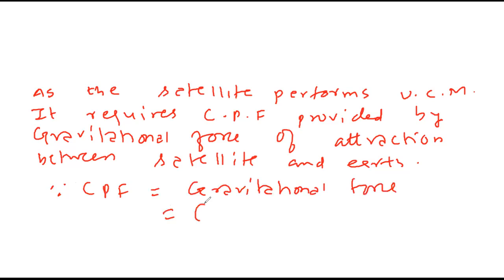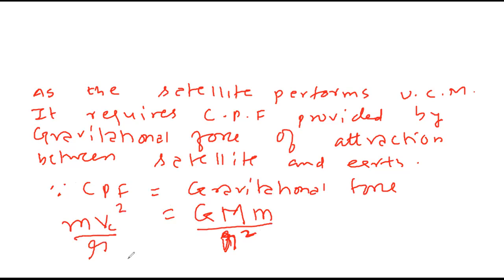what is the formula for gravitational force? G into product of masses upon square of distance: G M m upon small r square. And centripetal force is m Vc square upon r for that satellite. Formula clear? Yes, sir. Small m we can cancel from both sides, one r we can cancel. So I get Vc is root of G M by r.